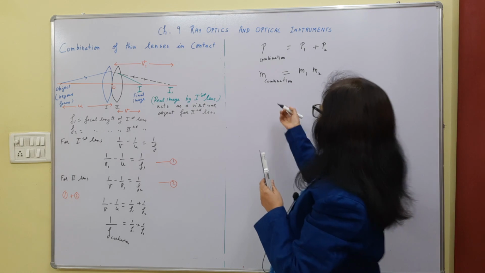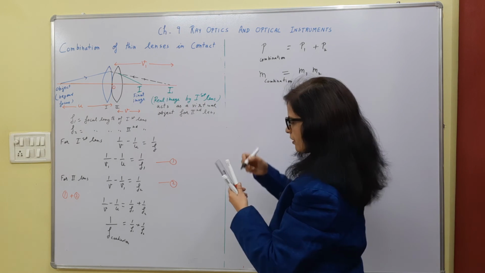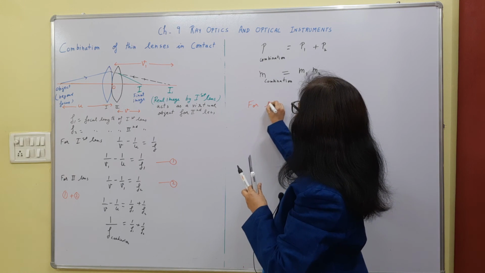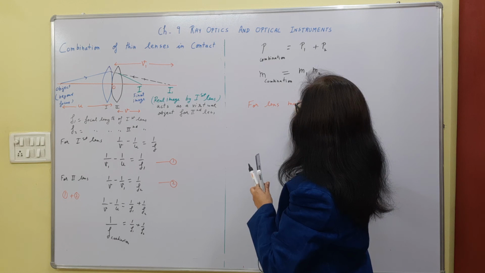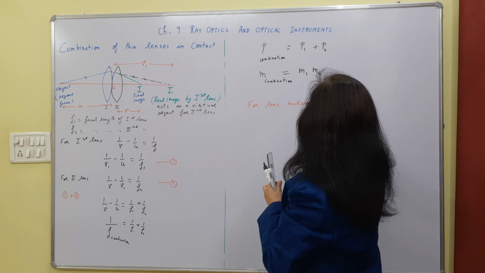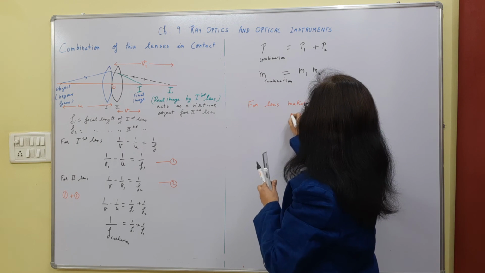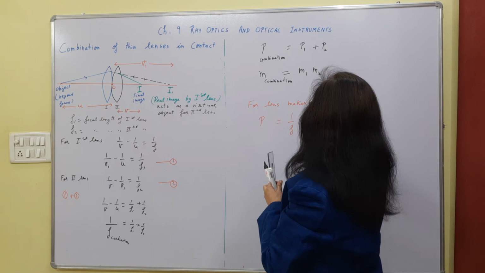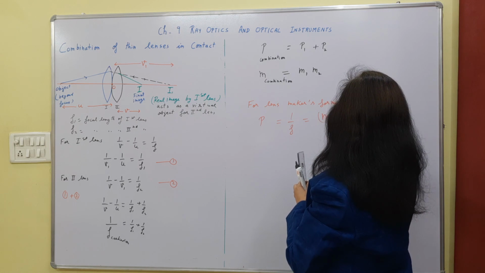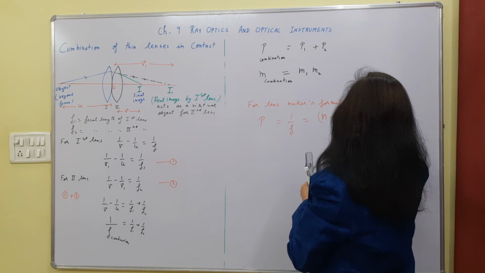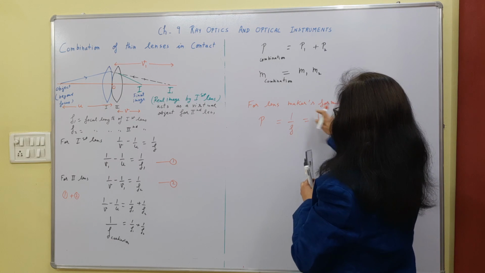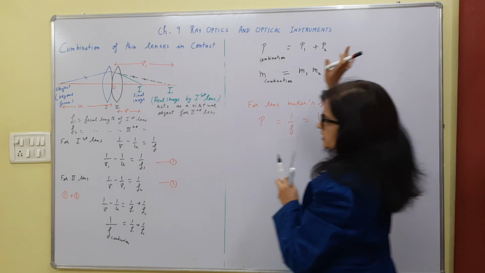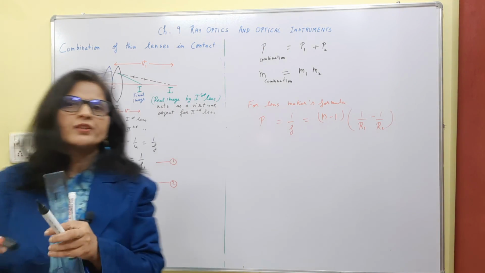You can apply this here also for the Lensmaker's formula. 1 by F is equal to power is equal to n minus 1 times 1 by R1 minus 1 by R2. This was to be written in terms of power, that's why I have mentioned it here. Otherwise our topic for this combination is complete over here.